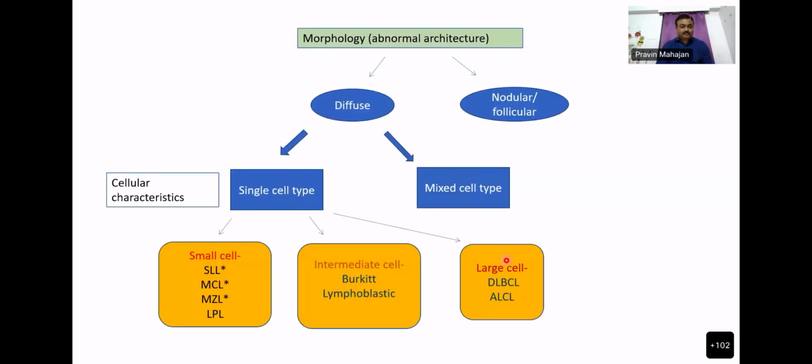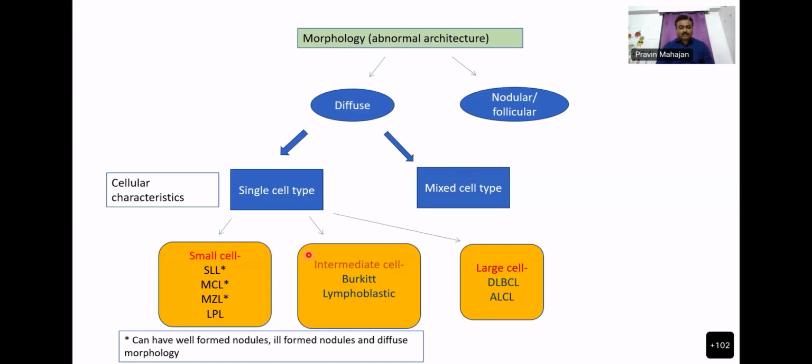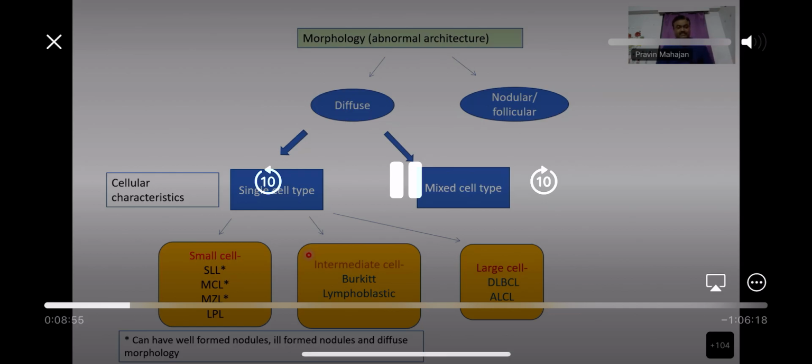So now we are moving towards the proper lymphoma diagnosis. In diffuse lymphoma, as I already mentioned, you have to check for single cell type or mixed cell type. In a single cell type, you now say whether it is a lymphoma with small cell, intermediate cell, or large cell morphology. In small cell lymphomas, we have already learned in the last talk: small lymphocytic lymphoma, SLL, CLL, mantle cell lymphoma, marginal zone lymphoma, lymphoplasmacytic lymphoma, and these usually can show diffuse morphology. But the SLL, CLL, mantle, and marginal can sometimes show proper nodules or ill-formed nodules as well. Since they have been already covered in the last talk, I'm not going to cover them individually.